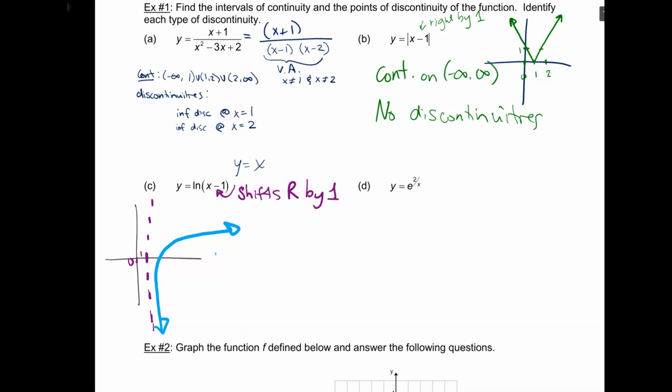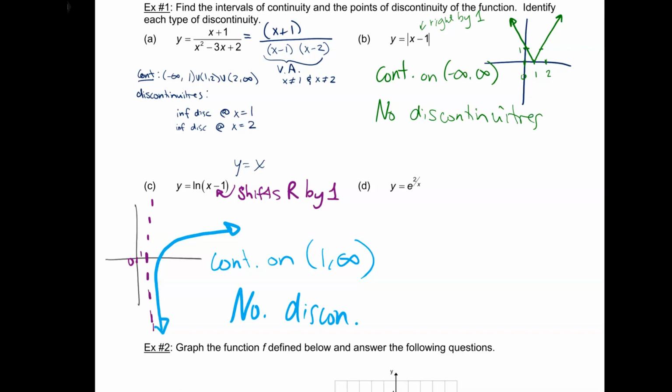So I'm continuous on the interval from 1 to infinity. Notice they're both parentheses because I'm not including 1. If I would plug in 1, ln of 0, that goes to negative infinity. Do I have any discontinuities? No. Because it's really undefined left of it, you'd have to be approaching from the left side.